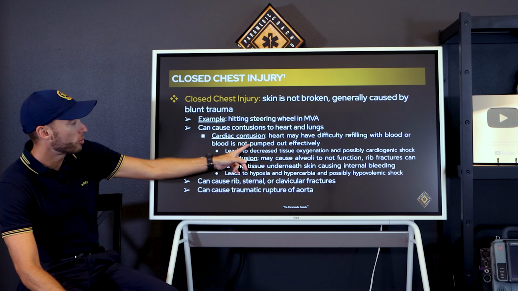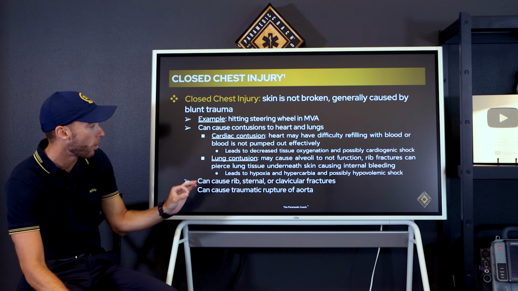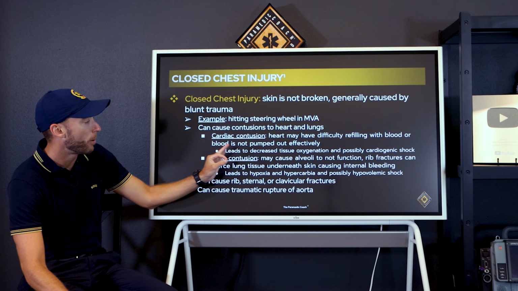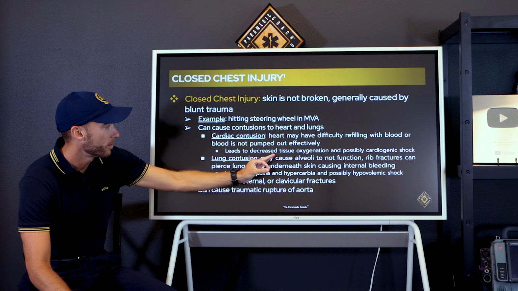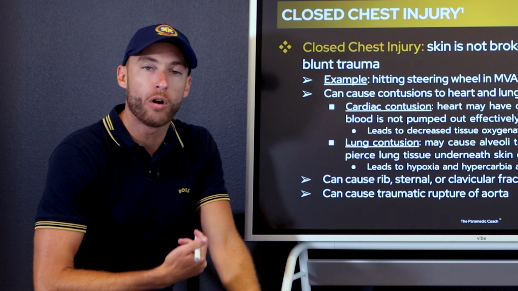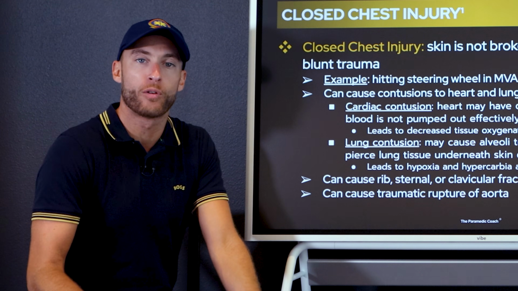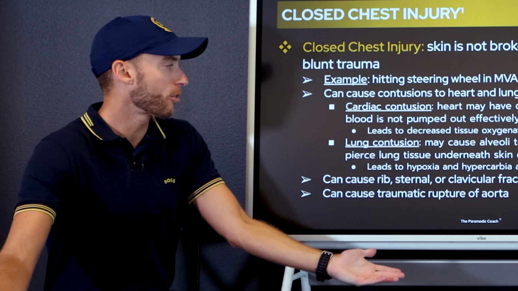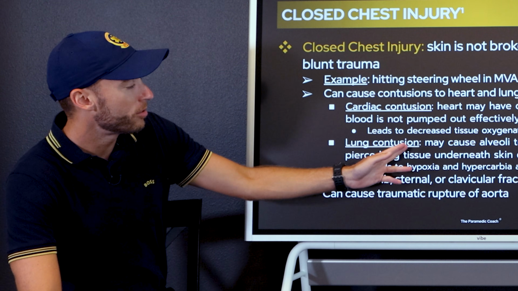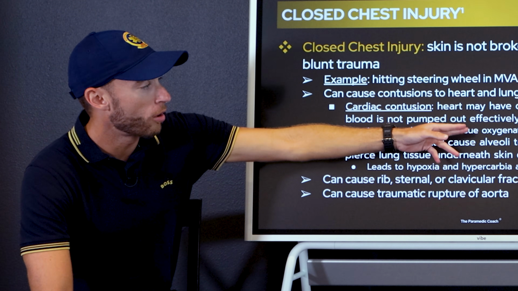Okay, now, cardiac contusion. The heart may have difficulty refilling with blood, or the blood is not pumped out effectively. Essentially here we have a weakened heart. That's what we get. The heart under trauma is a contusion to the heart. It's not at its full pumping potential. That's all we're saying here. So this leads to decreased tissue oxygenation and possibly cardiogenic shock.